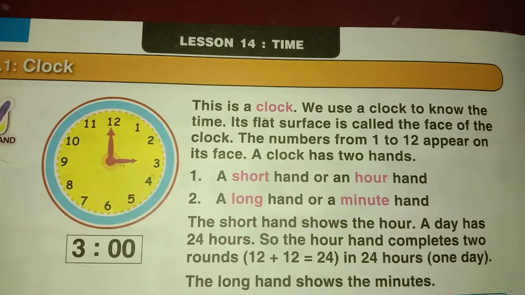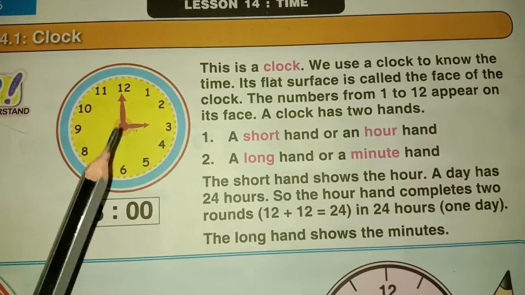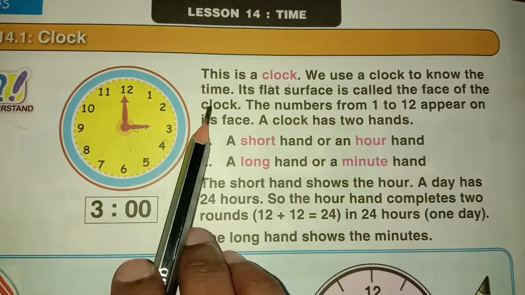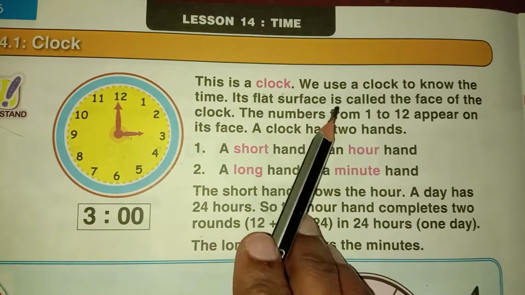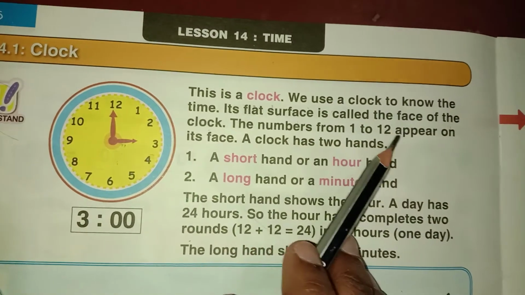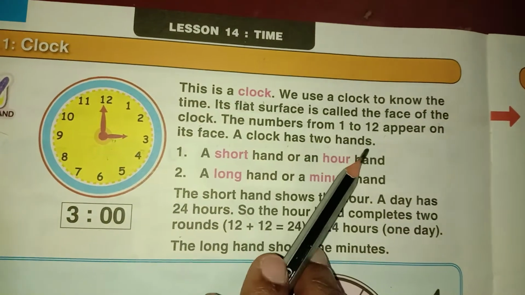And today we will start the new lesson, lesson number 14, Time. See here, this is a clock. We use a clock to know the time. Its flat surface is called the face of the clock. The numbers from 1 to 12 appear on its face. A clock has two hands.